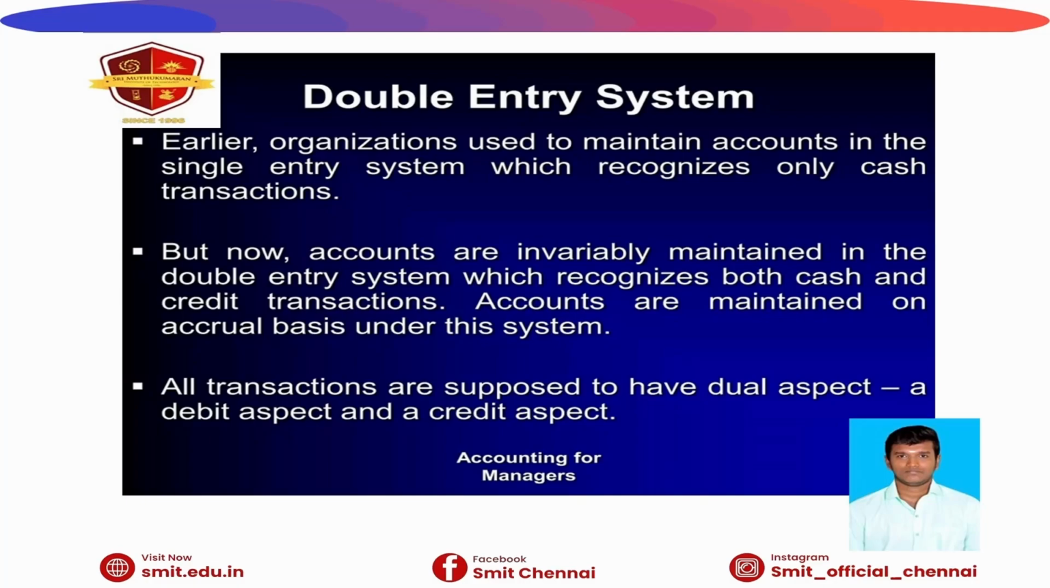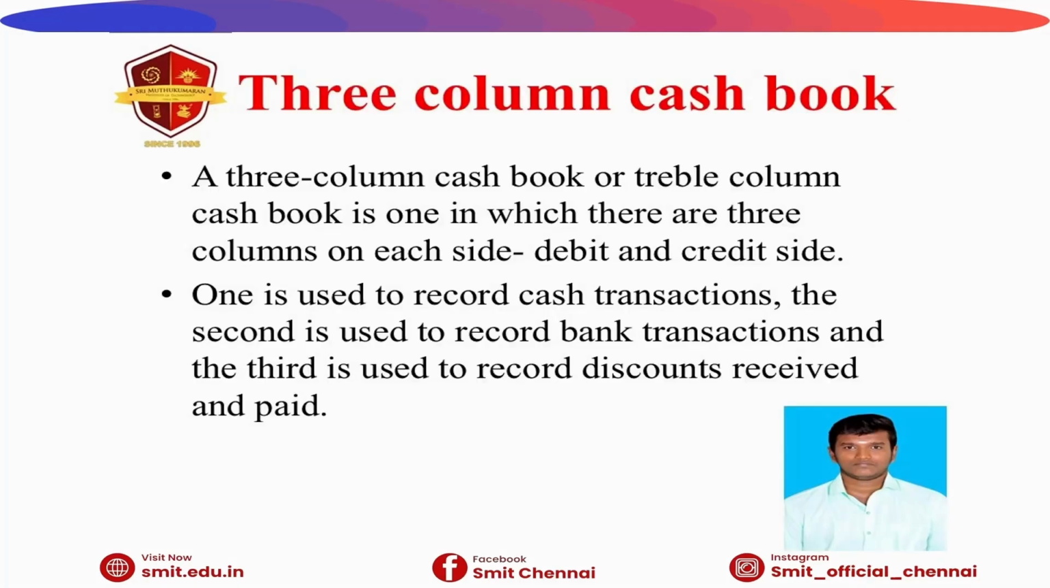For example, when you buy equipment for cash, your equipment account increases, which means equipment value or equipment quantity will be increased, and your cash account decreases. Because you are spending cash, so cash account will be decreased. This keeps the accounting equation in balance. This system ensures accuracy, completeness, and a clear financial picture, making it the foundation of professional accounting.